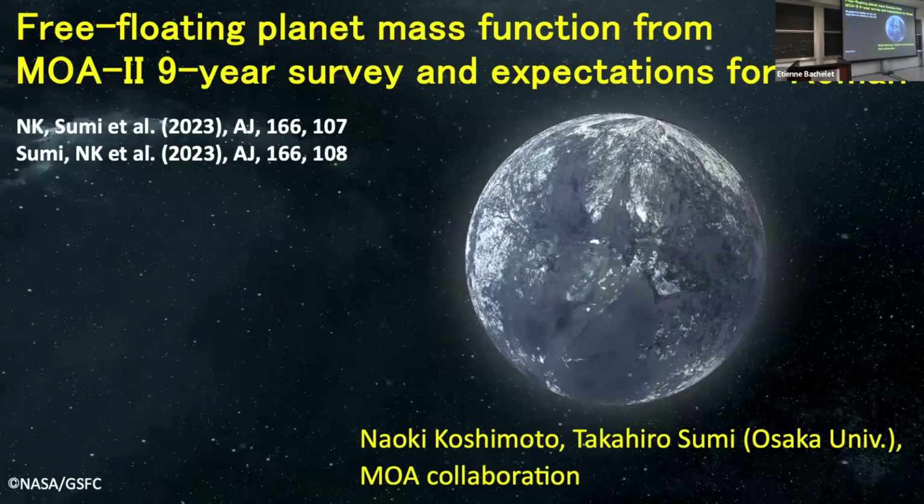Today, I'm talking about the free-floating planet mass function measured from the MOA-II microlensing survey, and expectations for Roman based on our results. At first, I didn't plan to emphasize this, but now that I heard an interesting talk by Sam and Will, I want to note that this is a mass function for free-floating planet candidates. That means it includes actual free-floating planets, as well as very wide orbit planets with too far a host to host microlensing.